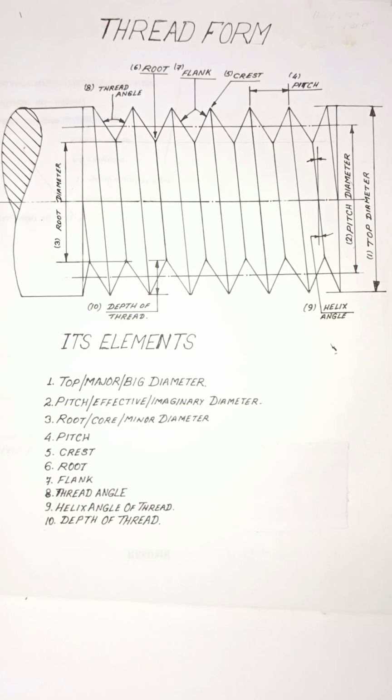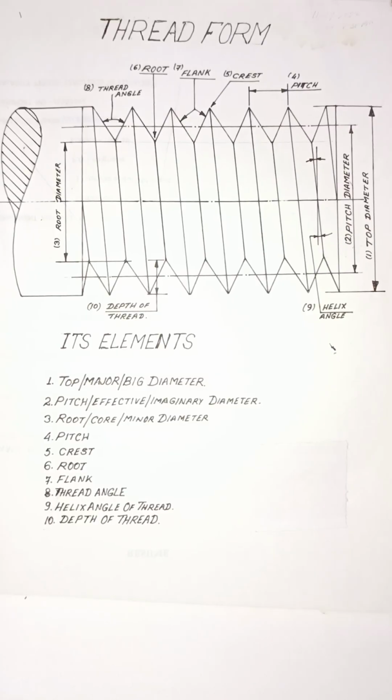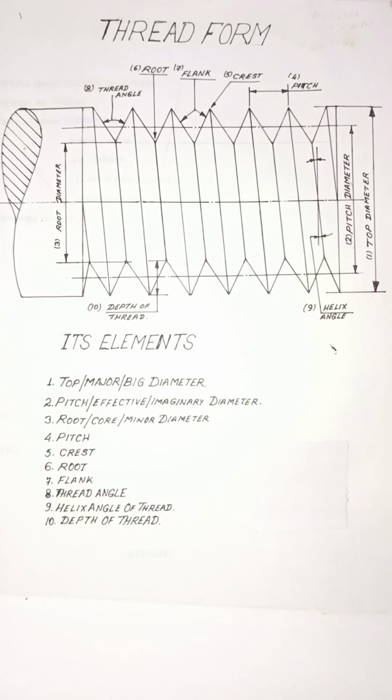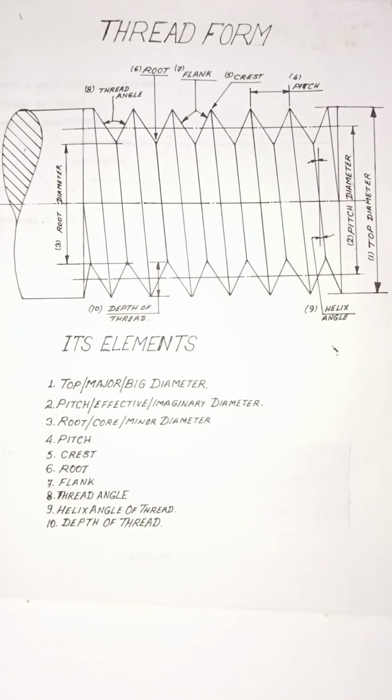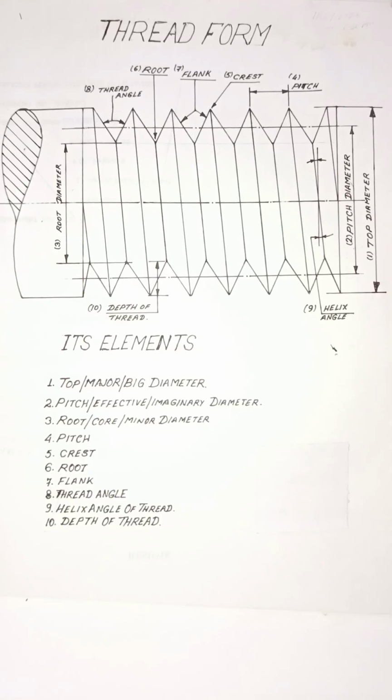Today's topic is thread form. It means whatever thread we are manufacturing or producing in a lathe machine, every thread form has its own particular points, its nomenclature. How to identify the thread.